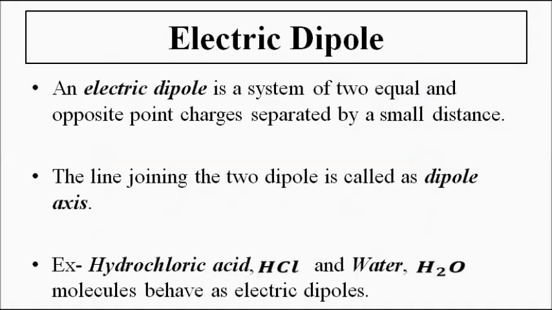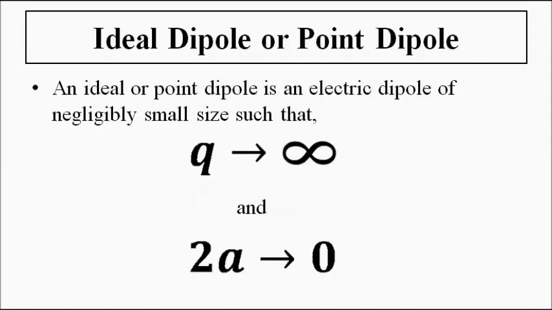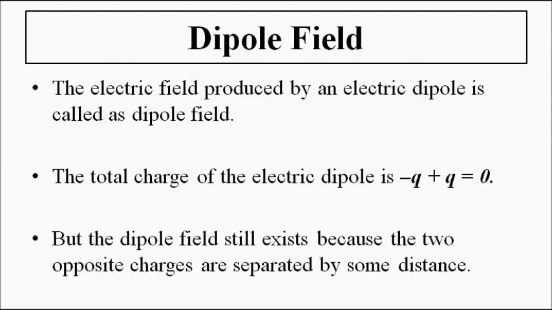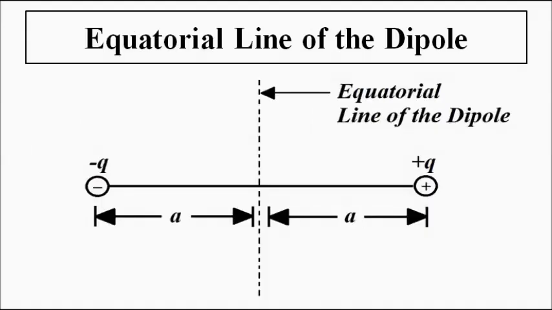So these are some of the basic things related to the electric dipole that we should discuss. Okay, we started from the basic definition, then the concept of dipole moment, which will come into play in that mathematical derivation, the ideal dipole, the dipole field, and the concept of axial line and equatorial line. So I hope you like this video, and I will be posting the mathematical derivation video also for the axial and equatorial line, and then we'll move on to the other important concepts related to the electric dipole and the other concepts related to electricity and magnetism.